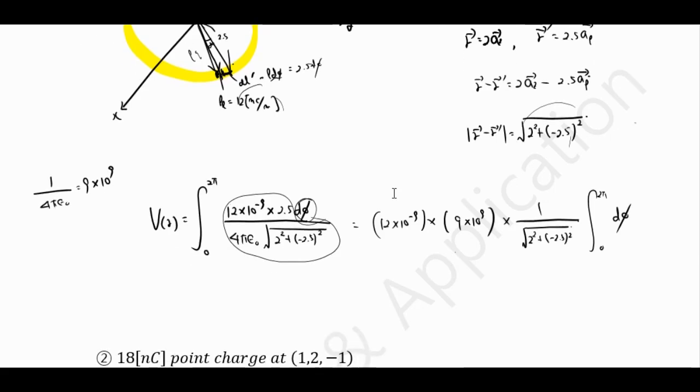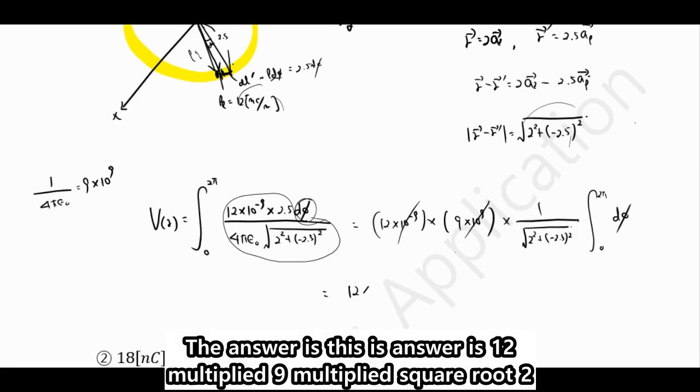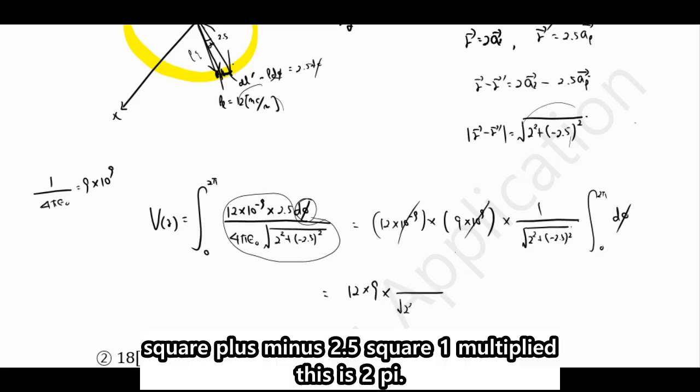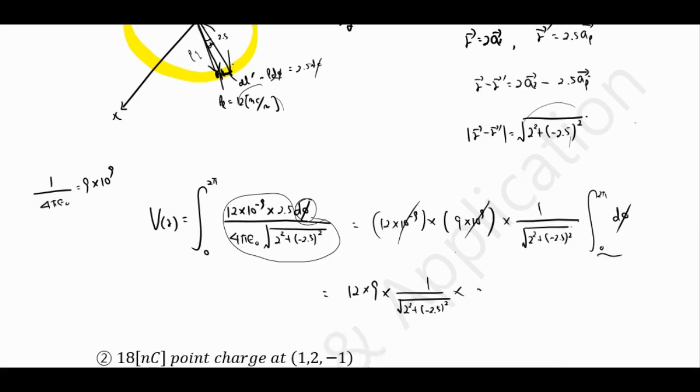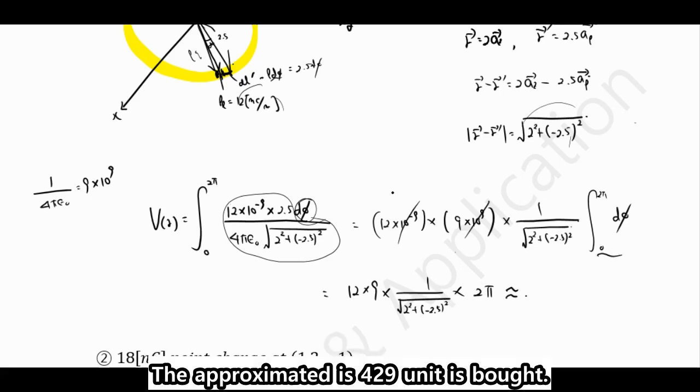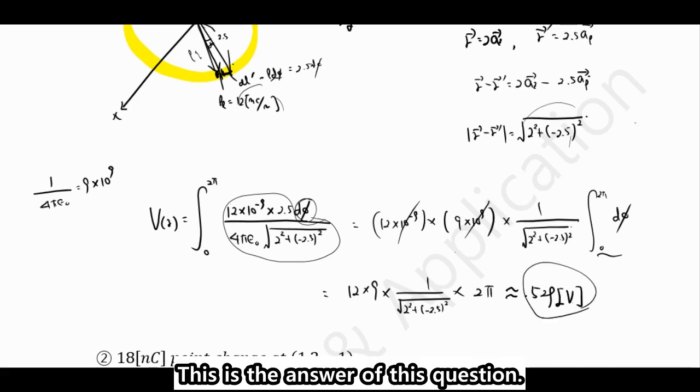The answer is 12 multiplied by 9 multiplied by square root of 2 square plus minus 2.5 square, multiplied by 1, this is 2 pi. The approximated value is 429, and the unit is volt. This is the answer of this question.